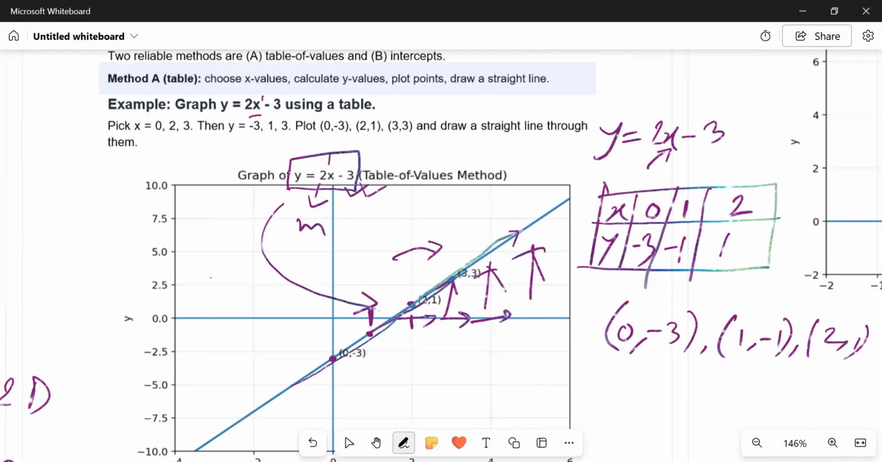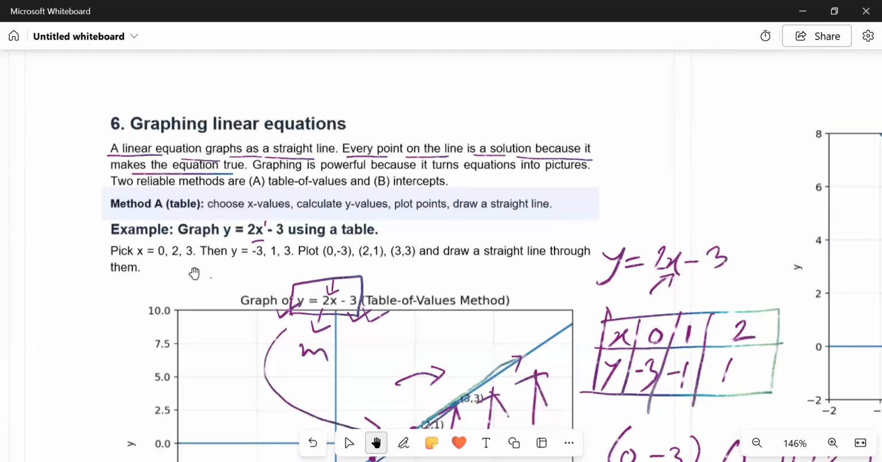So if I put the value of x here, I will get the value of y, right? So every point on the line makes the equation true. Means left and right hand side is going to be equal, and for an x value I will get a y value. Now, graphing is powerful because it turns equations into pictures. We just saw that. Two reliable methods are the table of values, which is this, and the other thing is intercepts.